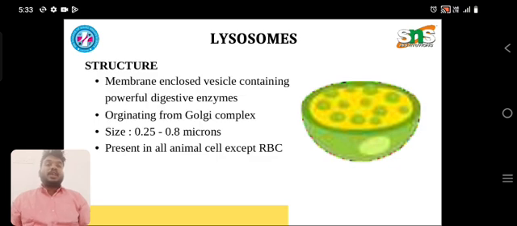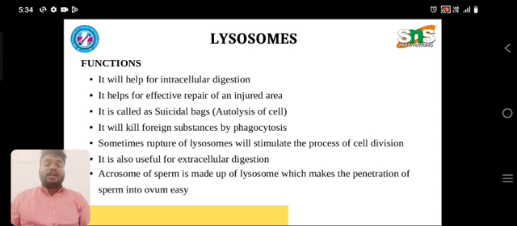Now we are going to see the lysosomes. By seeing the lysosome structure, it is a membrane-enclosed vesicle containing powerful digestive enzymes. It originates from the Golgi complex. Actual size is 0.25 to 0.8 microns. It is present in all cells except RBC, that is red blood cells. The main function is intracellular digestion, and it helps in effective repair of an injured area. It is also called a suicidal bag because it autolyses cells.